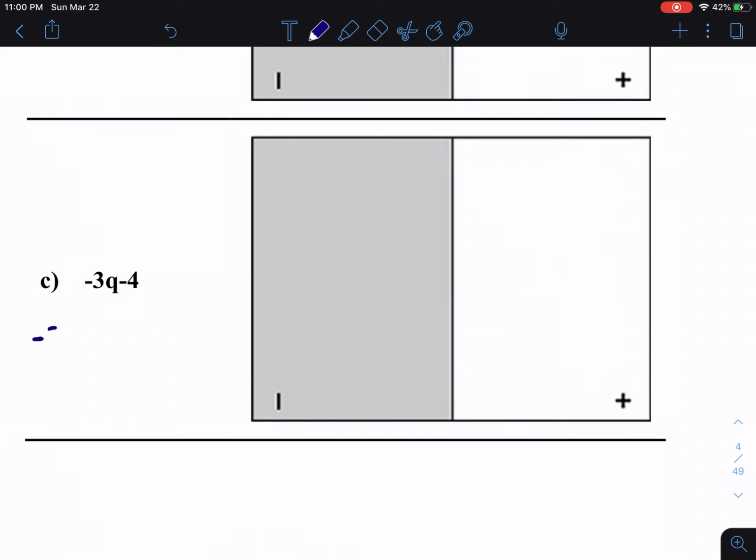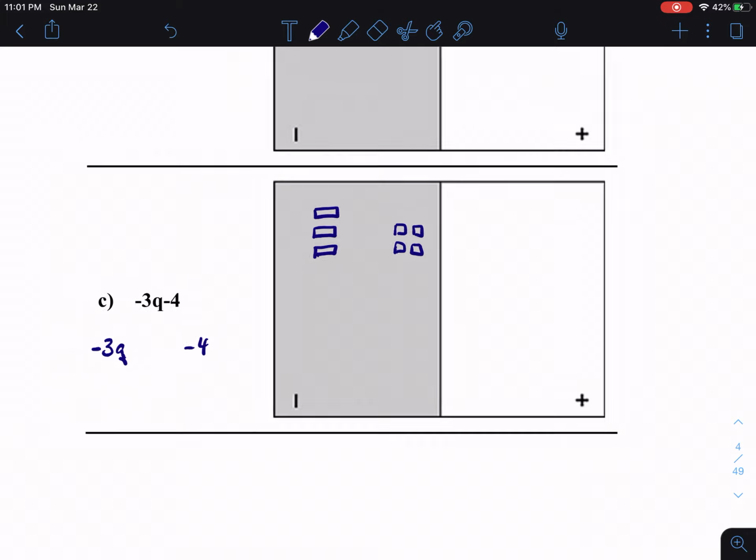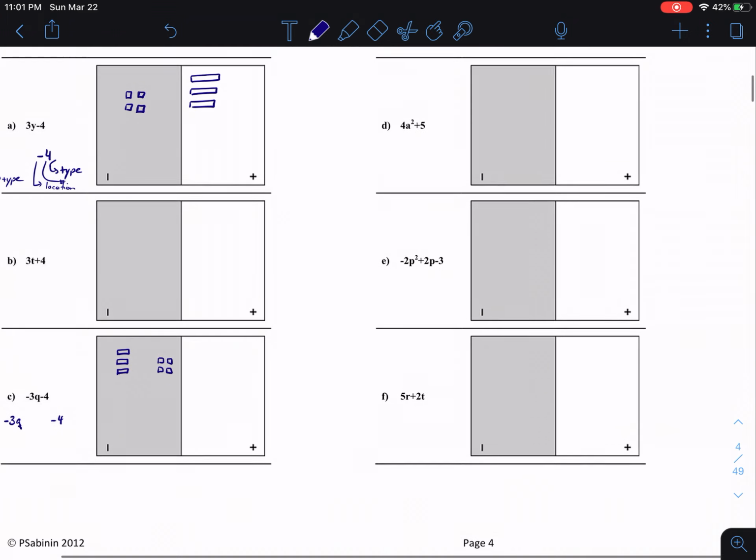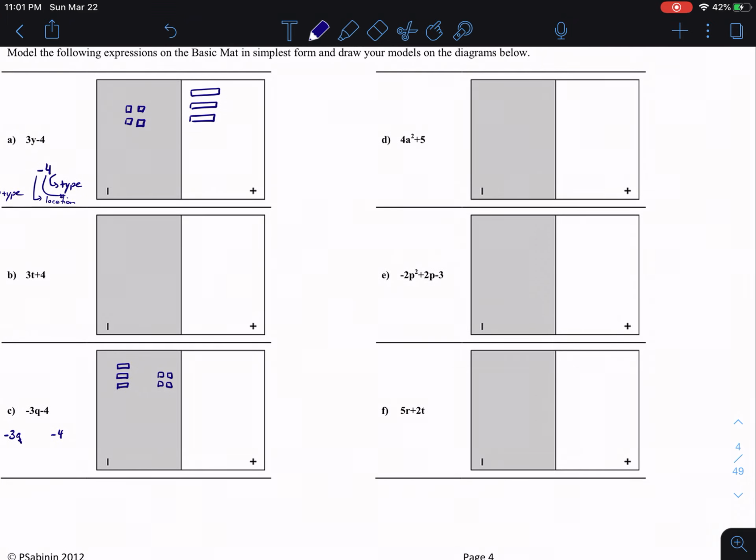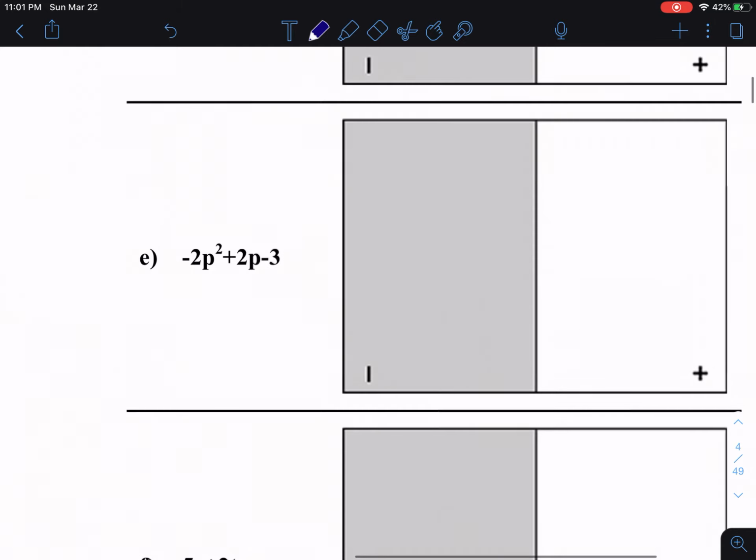So we have negative 3q and negative 4. So everything is going to be on the left-hand side. A q, let's say it's going to be our yellow rod. And I have 3 of them, and they're all on the negative. And then the negative 4. So that would be the model for our negative 3q minus 4. Let's take a look at what's happening here. Let's try E together. I'll leave D for you, but let's try E together.